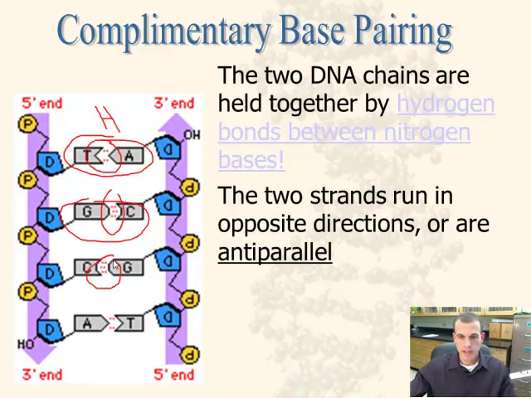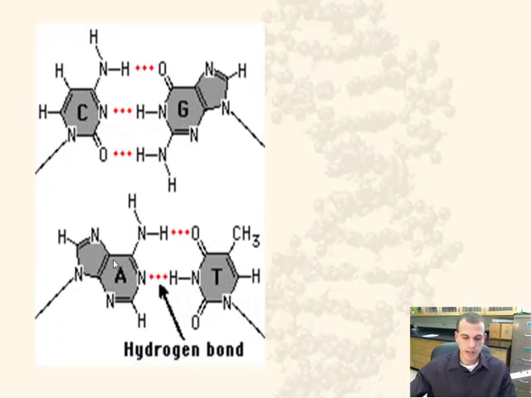Okay, and looking at more of the chemistry model of it, you can see how it lays out. All right, so you can see here's the triple bond that's occurring between G's and C's, and here's the double bond that occurs between the A's and T's.